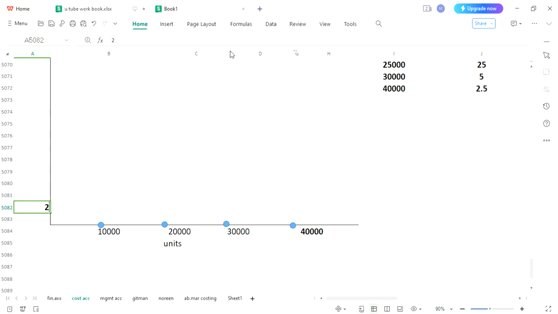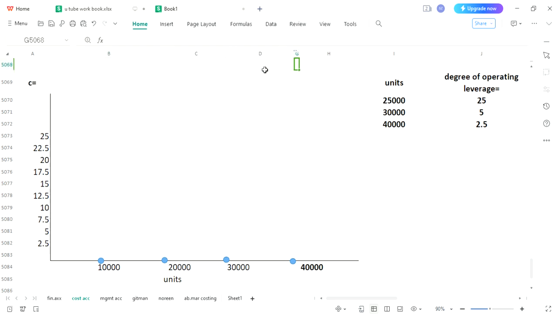Here 2.5 and then next would be 5, 7.5, 10. Difference of 2.5 would be taken. 12.5, 15, 17.5, 20, 22.5 and 25. So in this way all figures are now presenting. Problem has been sorted out. So the graph is now getting ready.